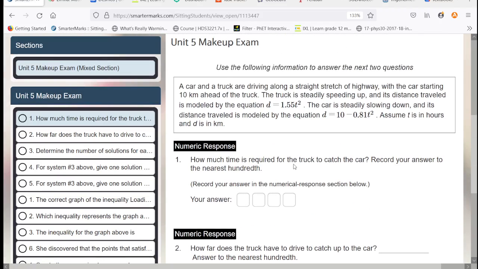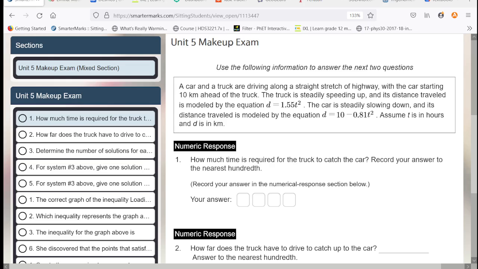Our first two questions. A car and truck are driving along a straight stretch of highway with the car starting 10 kilometers ahead of the truck. The truck is steadily speeding up as its distance traveled is modeled by the equation d equals 1.55 t squared. The car is steadily slowing down and its distance traveled is modeled by the equation d equals 10 minus 0.81 t squared.